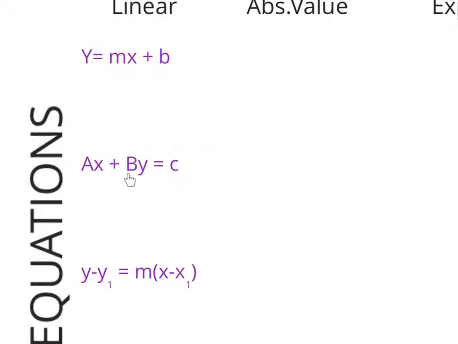So a and b would both be rates and c would be a total. And then we have point slope form down here, which is really good for writing equations. Remember, m is still the slope, and x1 and y1 here are an ordered pair, a point on the line.